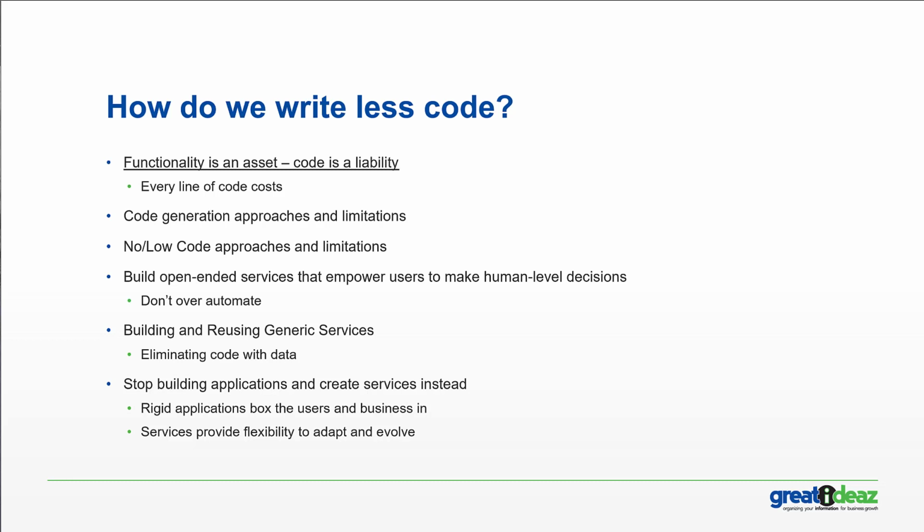One of the key things about writing less code is this next point. Build open-ended services that empower users to make human-level decisions. Essentially, what we're talking about here is that when we're writing a piece of code, we want to empower a user to do an action. That action might be to format and send an email, or to process an order. So essentially what we're trying to do is make that service as open-ended as possible so it can be used in as many different circumstances as possible.